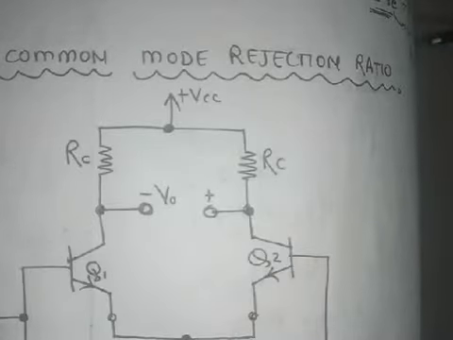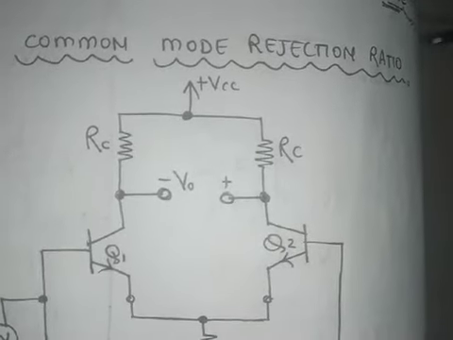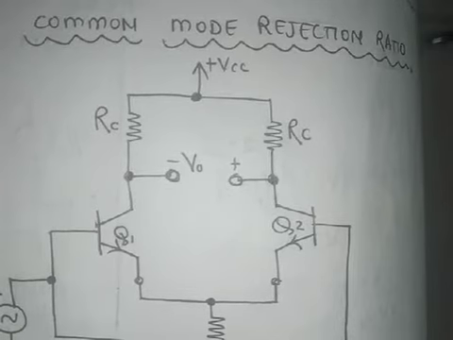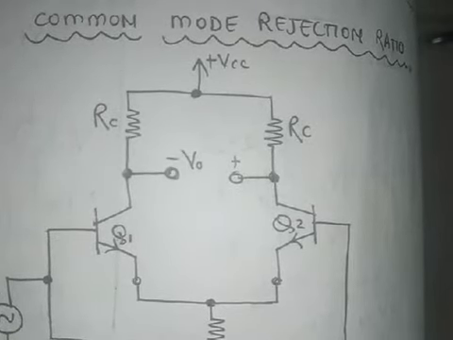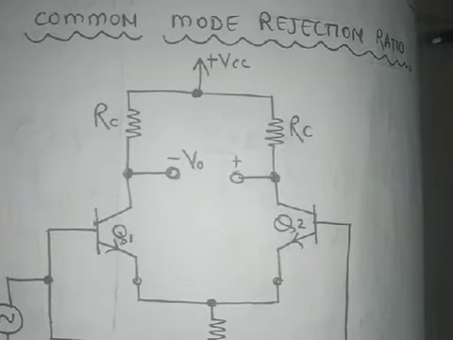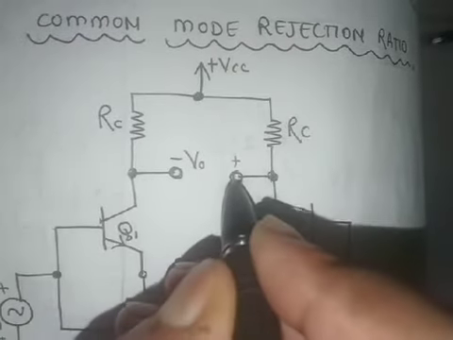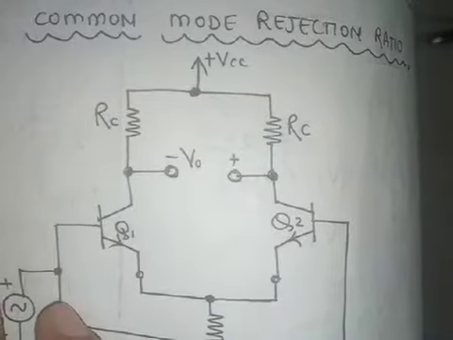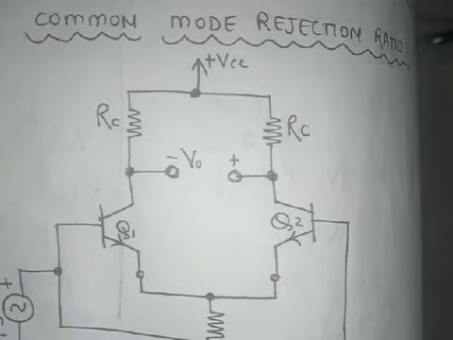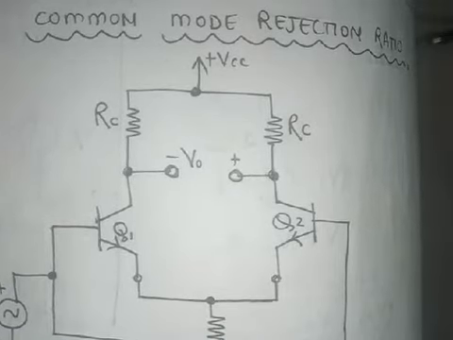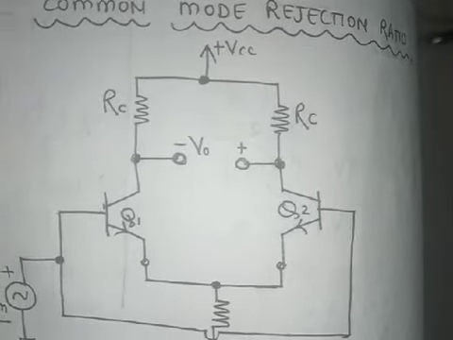Common mode rejection ratio is a term which has been discussed many times when we are doing the op-amp part of this unit, operational amplifier. In operational amplifier, CMRR is a very common and very important property. And now let us discuss in terms of differential amplifier.